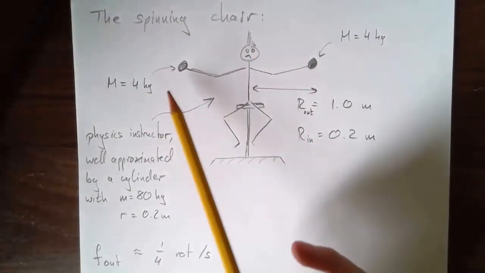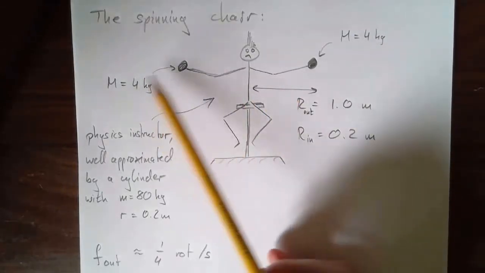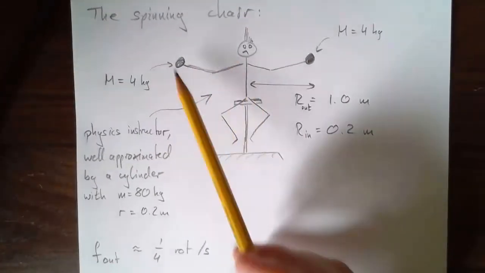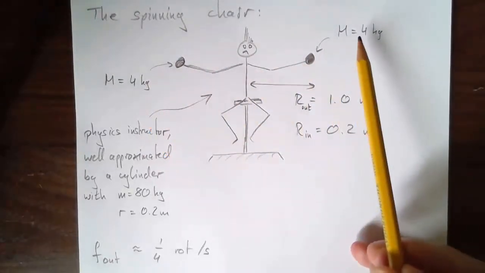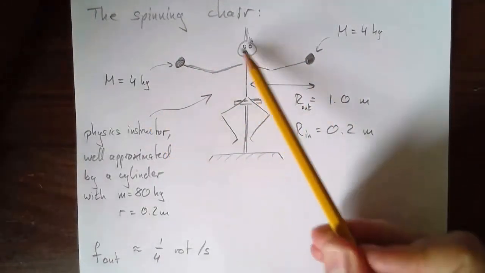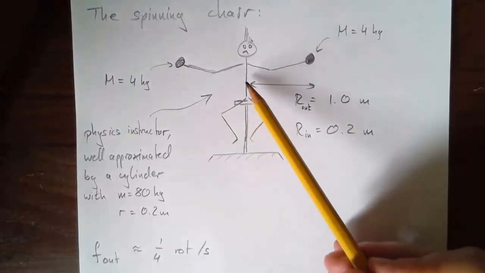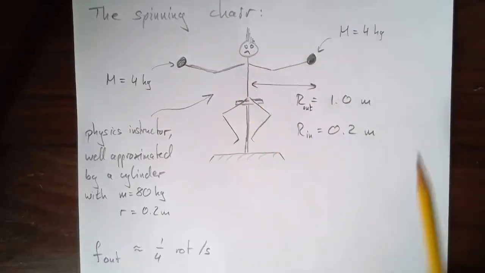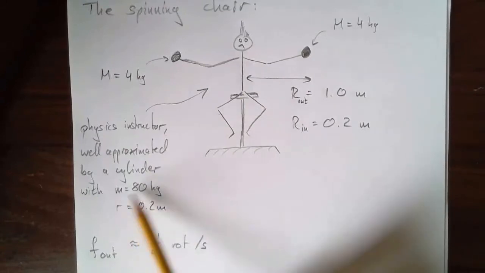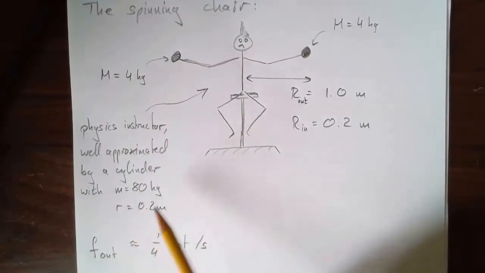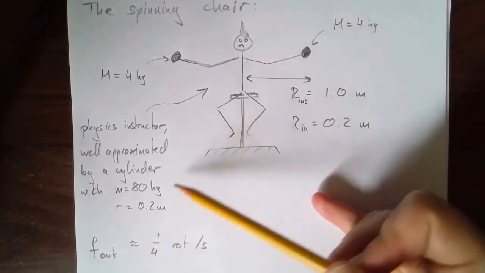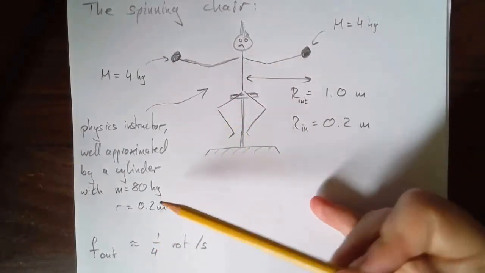So the masses, the values are all approximate, but I think that they're fairly good. So I have two masses. I'm going to imagine each one is 4 kilograms. And myself, I'm approximately a cylinder of mass 80 kilograms and maybe radius 0.2 meters, bit of an estimate. I know it's not accurate, but it'll do, right?